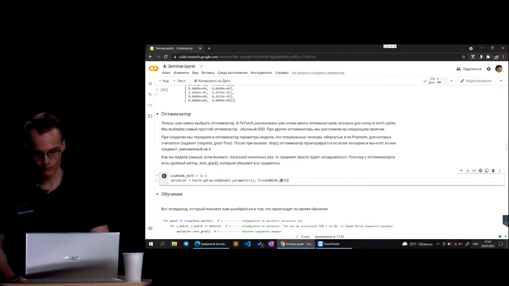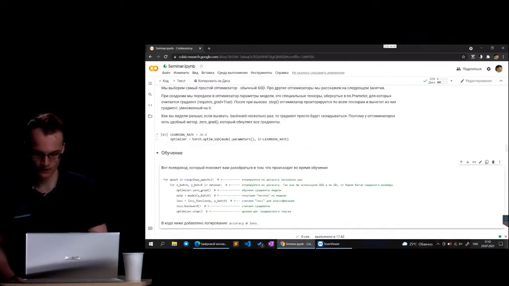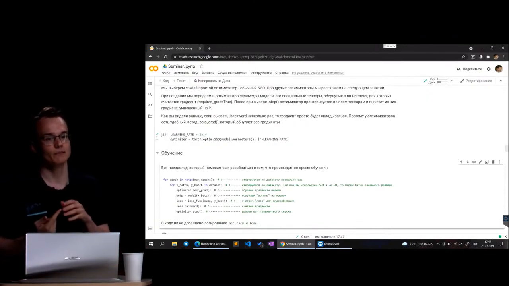Cool. So we got everything we need for training our model. We got data, we got the model itself, we got the losses function and optimizer. The only thing left is to write the cycle in which it will happen.